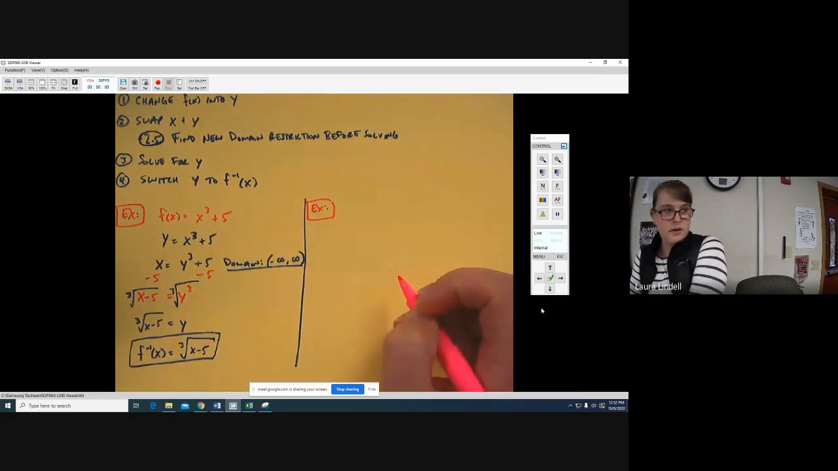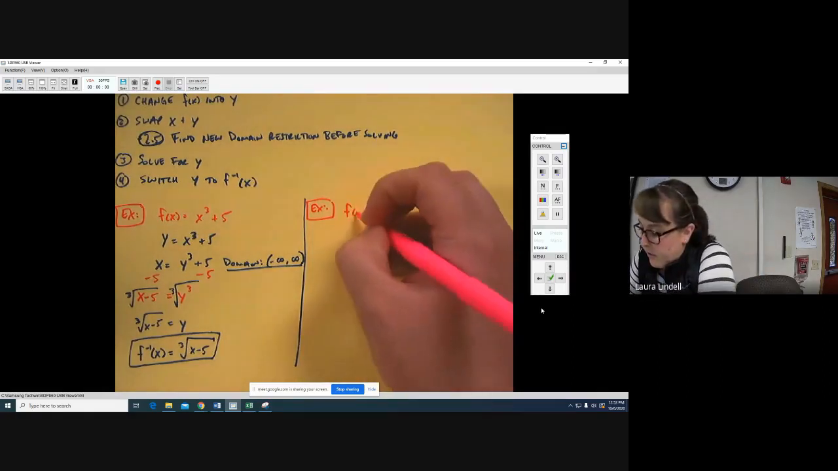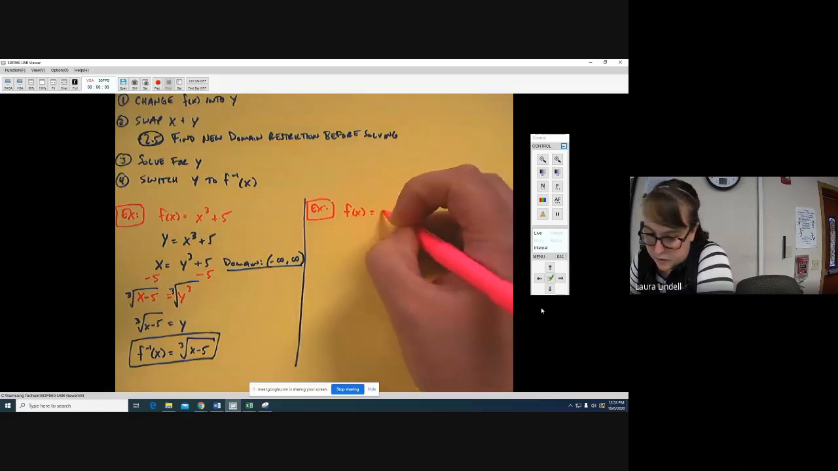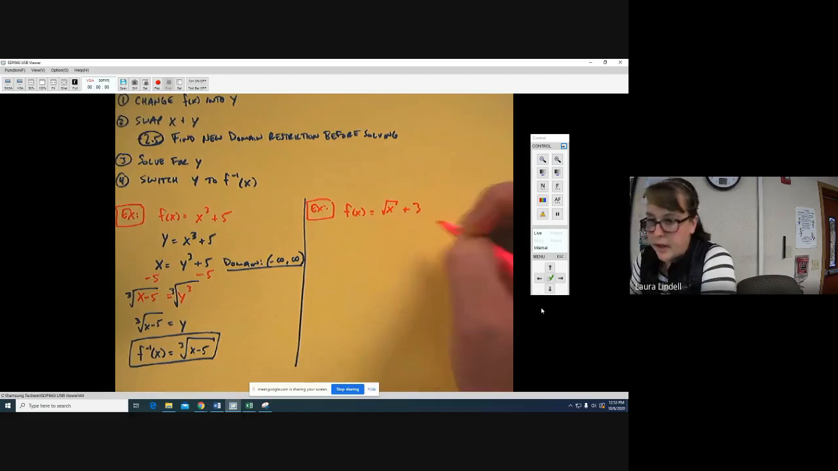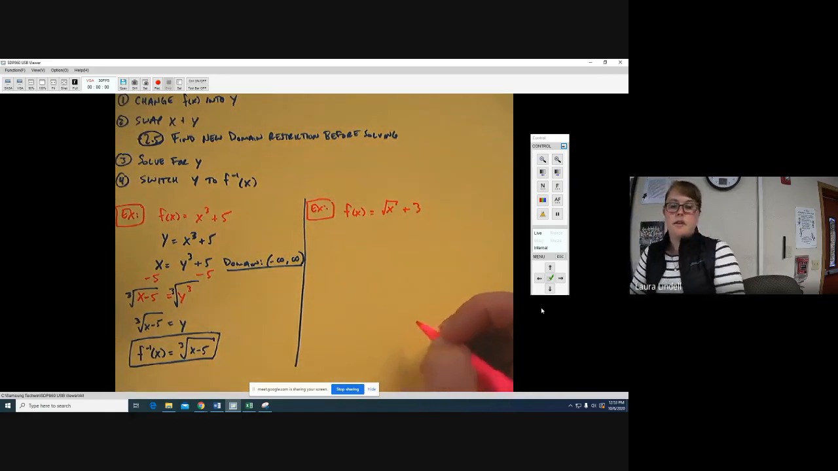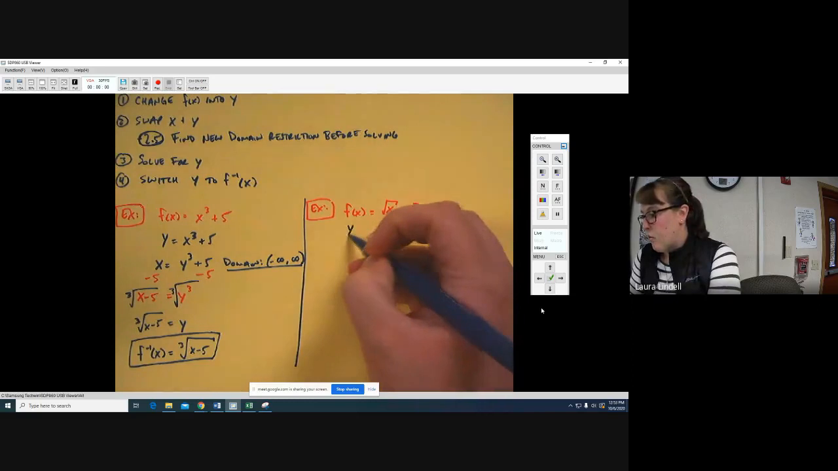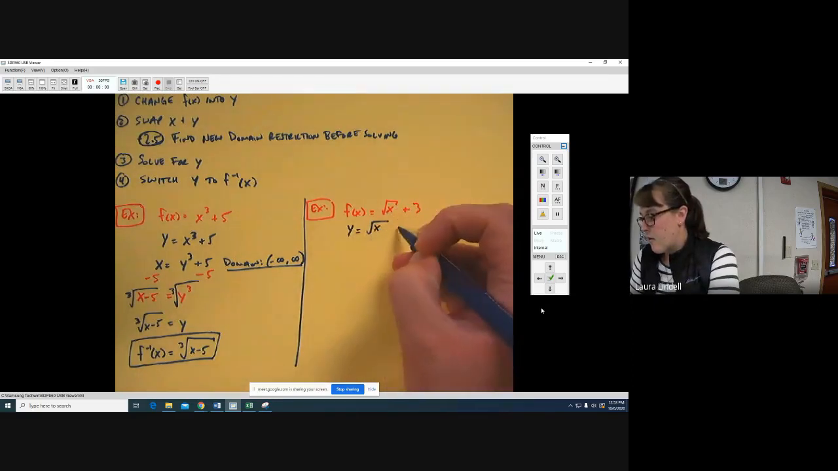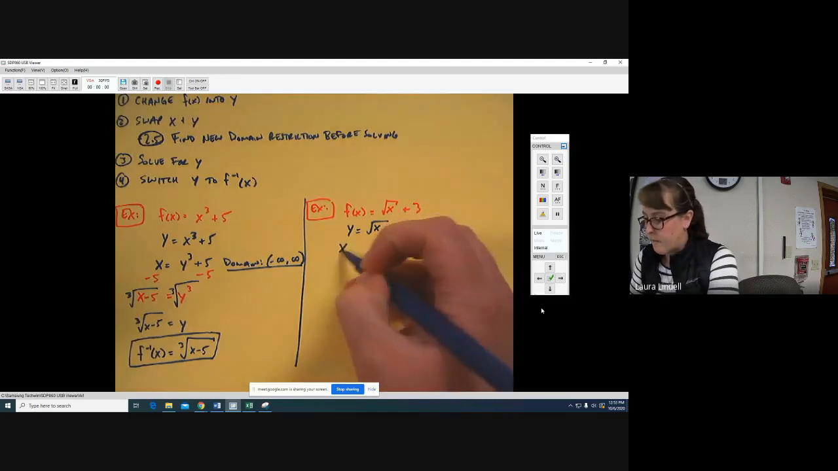All right, this one's going to have a domain restriction in it. Let's just say that. f of x equals the square root of x plus 3 on the outside. Okay, so same deal here. Change the f of x into a y. And then swap the places of x and y.